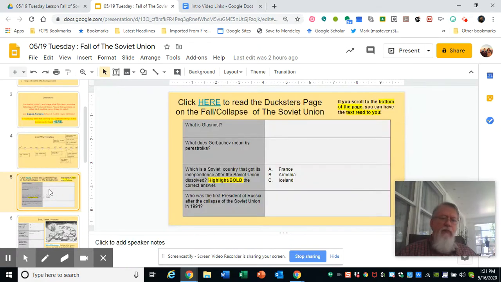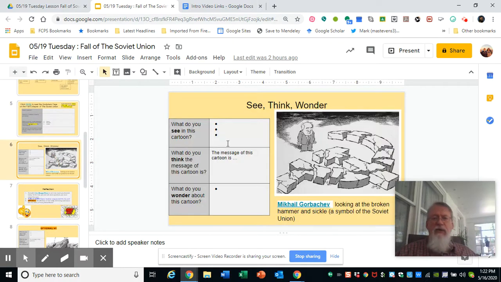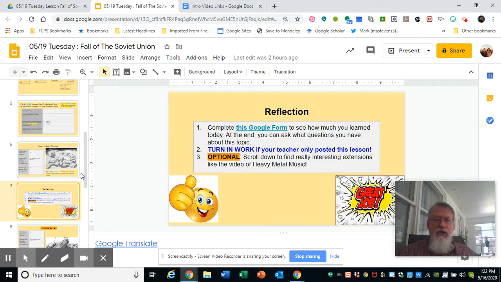So, what you're going to be doing is looking at this Ducksters page. Read the questions first again, then go to the Ducksters page, have it open, and answer the questions one by one. They're really not that difficult. And the other required thing, the second required thing you do, is you just look at this cartoon where you see Mikhail Gorbachev looking at the broken hammer and sickle, which was a symbol of the Soviet Union, and you say the three things you see, the one thing you think, and the one thing you wonder. So then it's your reflection survey.